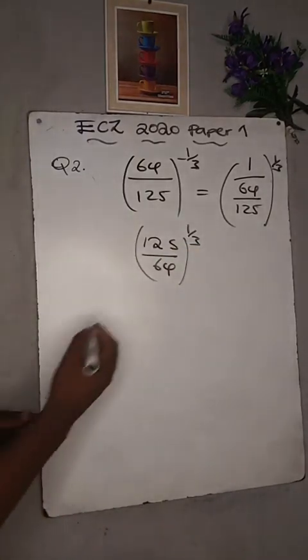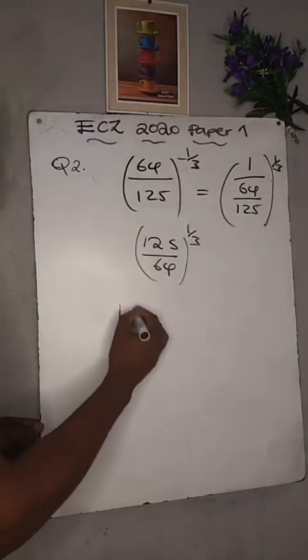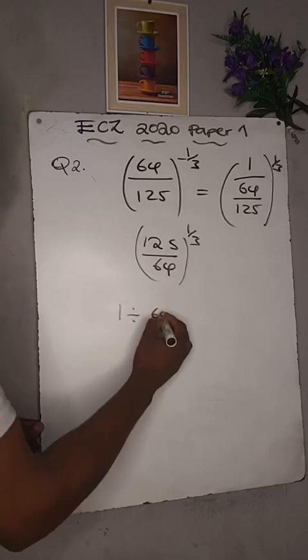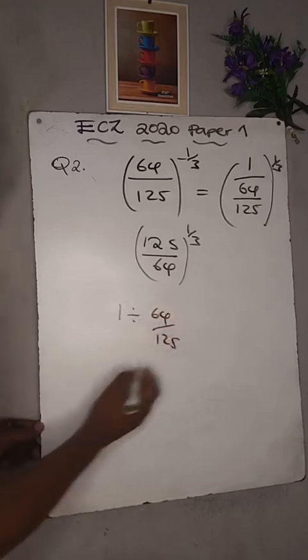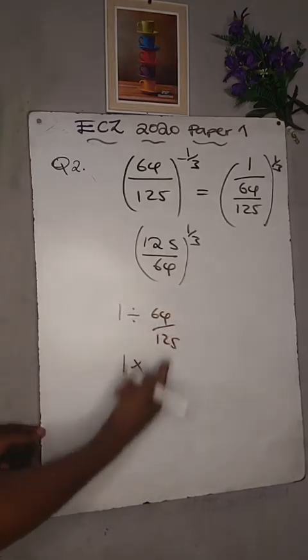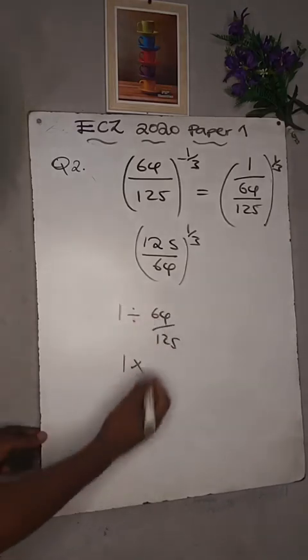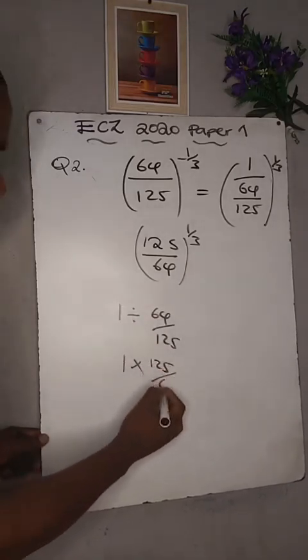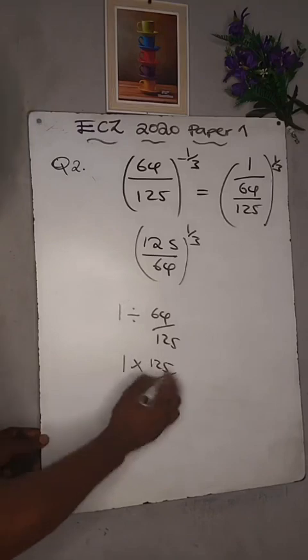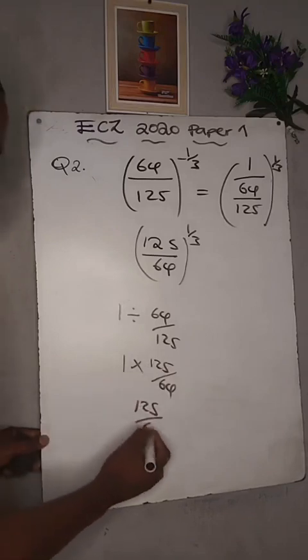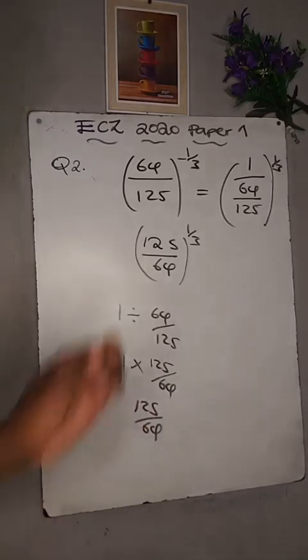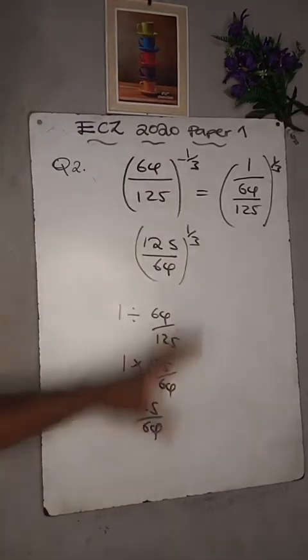What I mean is this. We have 1 divided by 64 over 125. So if we bring in the multiplication, this fraction is reciprocated. So we have 125 over 64. 1 times that, we have 125 over 64. That's what I mean, that every time your power is a negative, you reciprocate.